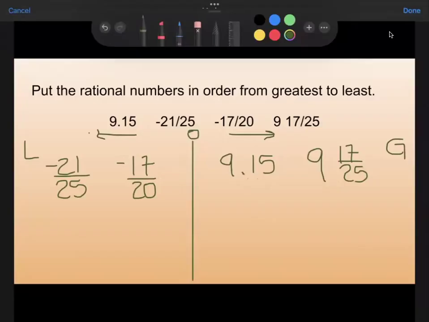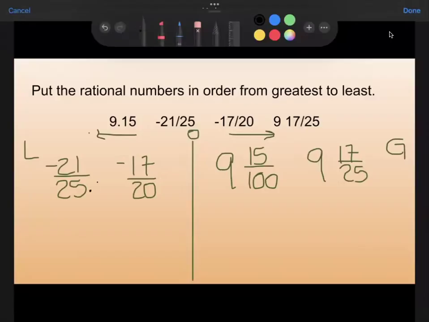So what I'm going to do is start by rewriting 9.15 as a mixed number. That would be 9 and 15 over 100. And if you're not sure how I got to that conclusion, check out a previous video where I talked about converting between mixed numbers, fractions, and decimals. Okay, so now what I noticed is that all of these denominators, or at least the smaller ones, can be multiplied to get 100. I could multiply 25 times 4 and 20 times 5. So that's what I'm going to start doing.